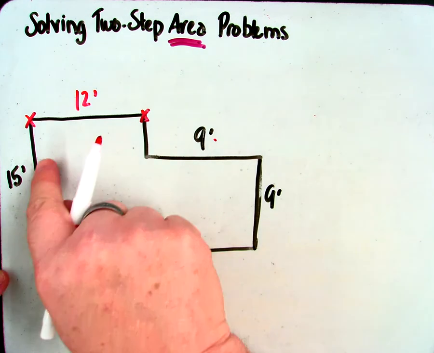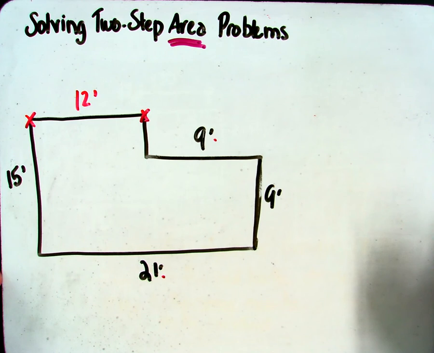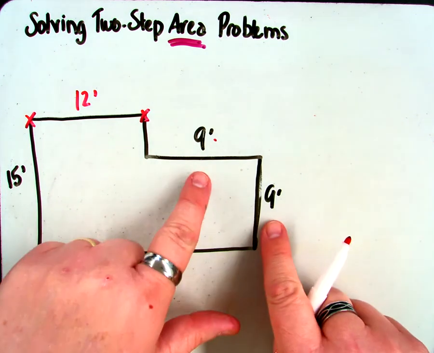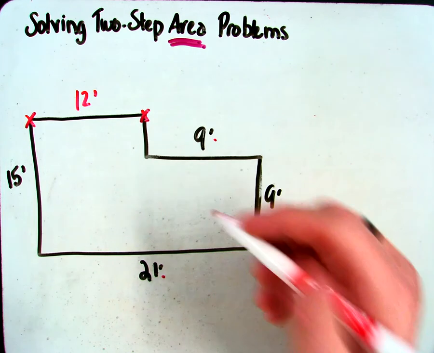Now, you may have used a horizontal line. You may have used a vertical line. I would use a vertical line because what leapt out at me is, with this being 9 by 9, this makes a square.